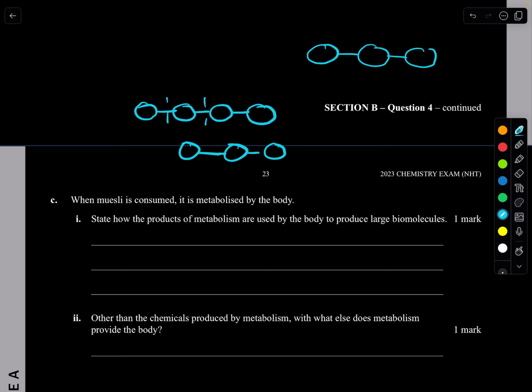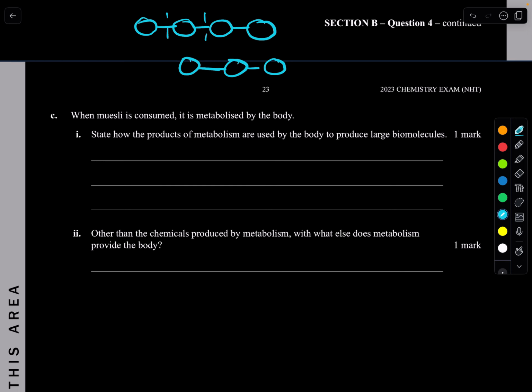Because it's all in one mark, it's talking about how the products, condensation reaction. We're talking about a condensation reaction here. The products are used to produce large molecules. So they go through a condensation reaction. And that's for all of the amino acids, so your proteins, your fats, your carbohydrates, all of these go through that.